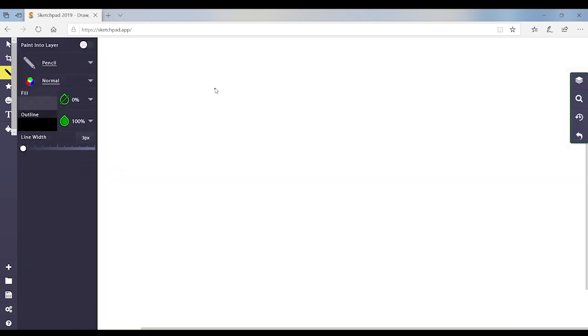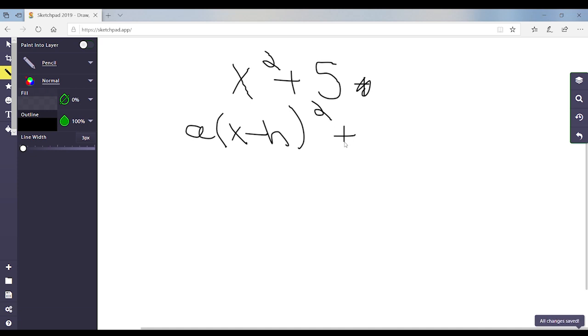So sometimes you can use this formula to actually graph something. So we're going to do an example right now. Let's say we have x squared plus 5. This is going to be a pretty easy example. It's going to be x squared plus 5 is our function. So we would convert this to our a times x minus h squared plus k in order to find out what the parabola would look like.